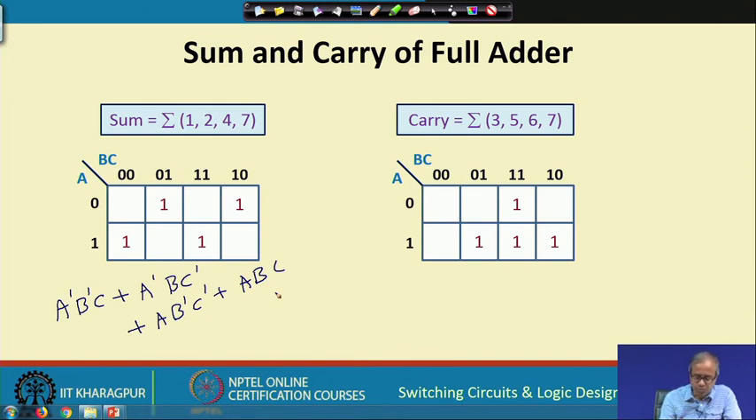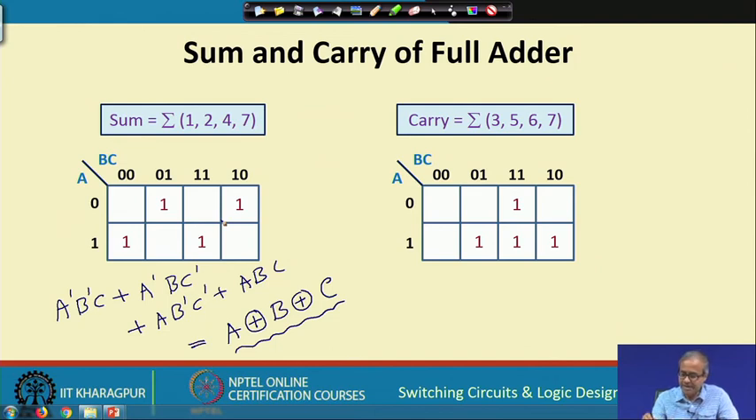Now, please note that this is a very peculiar case of a function which is nothing but the exclusive OR function of these 3 variables. Exclusive OR is a kind of function which cannot be minimized any further in the sum of products form. So, this shows like that.